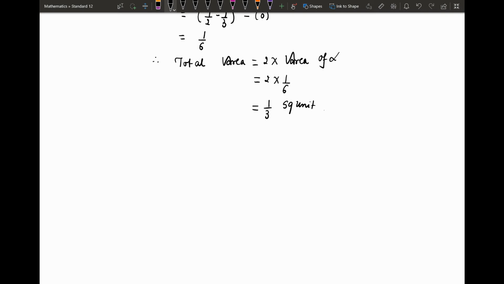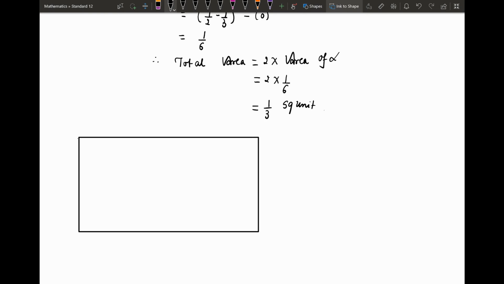Again you note this thing, we have evaluated this portion, here x equal to a, here x equal to 0, here x equal to 1.